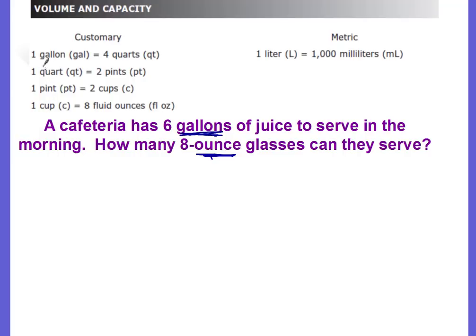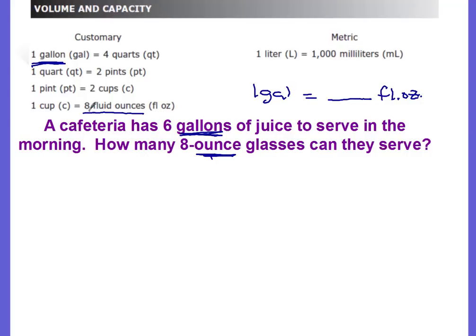So we come down, here's the gallons right here. Is it a side-by-side comparison? No, because ounces are all the way at the bottom. So we're going to have an extra step to do. We need to figure out 1 gallon is going to equal how many fluid ounces.